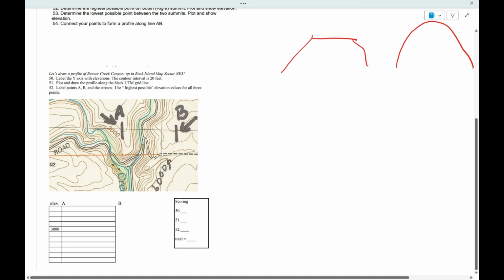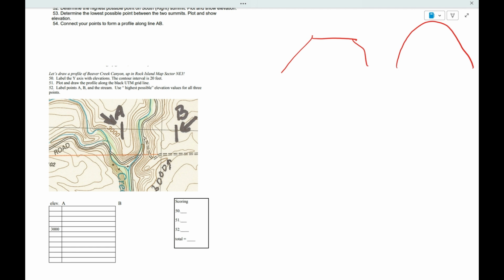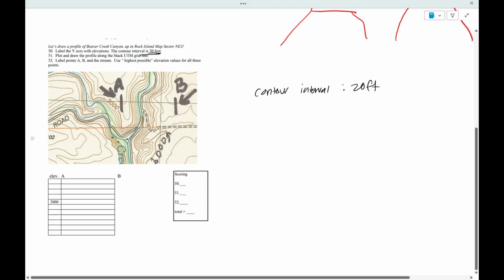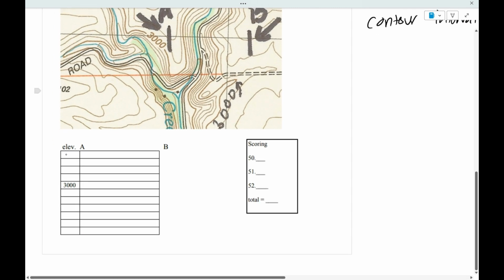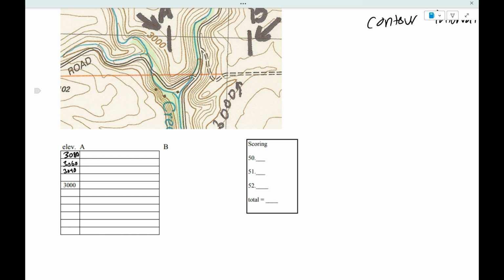Just to make it a little easier for you, I'm going to give you the hint because some of the writing and stuff is a little bit unclear. The contour interval should be 20 feet, I believe, for this map. Oh, well, it says right there. Whoops. All right. And I'm also going to label all the elevations, which you should be getting. Uh, 2980, 2960, 2940, 2920, 2900, and 2880.